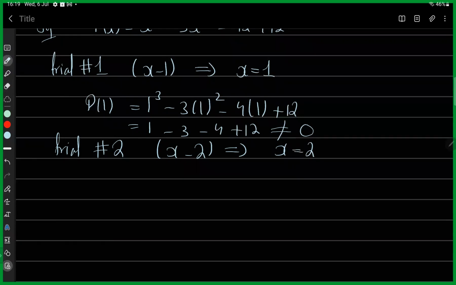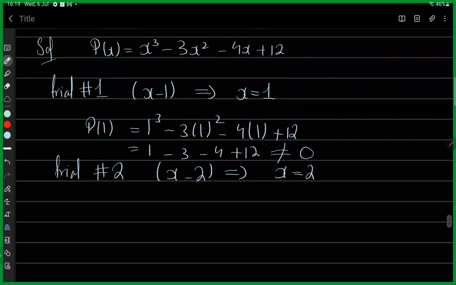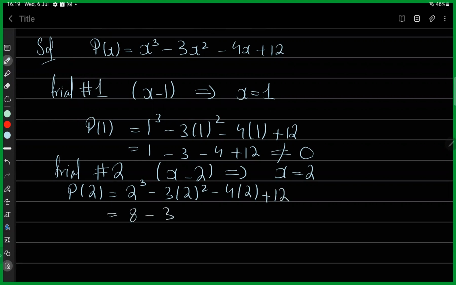And when we plug in x equals 2, this would give you 2 cubed minus 3 into 2 squared minus 4 into 2 plus 12. So it would give you 8 minus 3 into 4 minus 8 plus 12, which is 8 minus 12 minus 8 plus 12. So 8 and minus 8 cancel, minus 12 and 12 cancel, and this would give you 0.